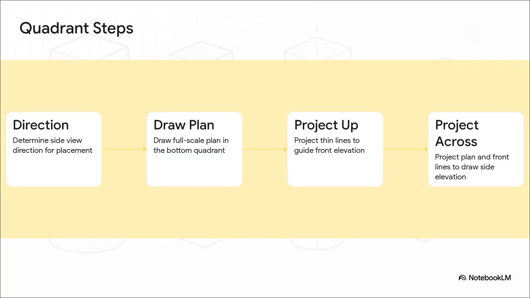By just following these 4 steps, you can use those thin construction lines we talked about to seamlessly connect the top, front, and side views perfectly to scale. Step 1, figure out your side view direction so you know which quadrants to use. Step 2, draw your full-scale plan in the bottom quadrant. Step 3, project those thin, solid lines straight up from the plan to act as a perfect width guide for your front elevation. And finally, Step 4, project lines from your plan across to a 45-degree angle line drawn from the center, then bounce them upward to intersect with the front elevation lines to complete your side elevation. It is honestly such a beautifully systematic process once you get the hang of it.